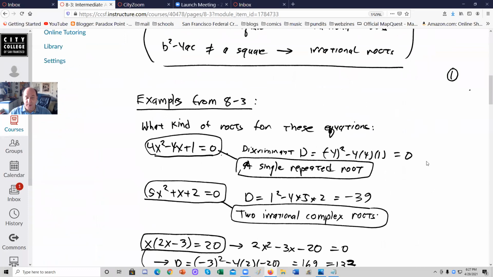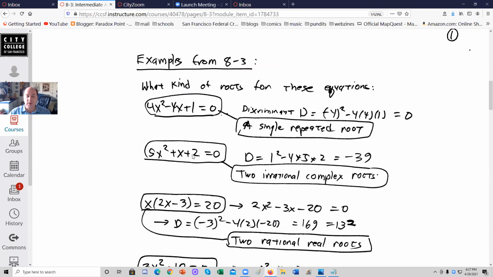So, for example, what kind of roots for these equations? 4x squared minus 4x plus 1. They're not asking what the roots are. They just want to know what kinds they are. Well, the discriminant is b squared minus 4ac, negative 4 squared minus 4 times 4 times 1, which equals 0. So it's a single repeated root. In fact, a single rational repeated root.